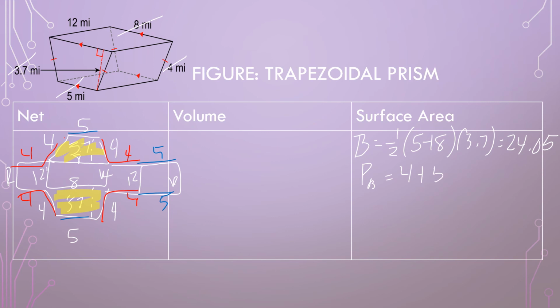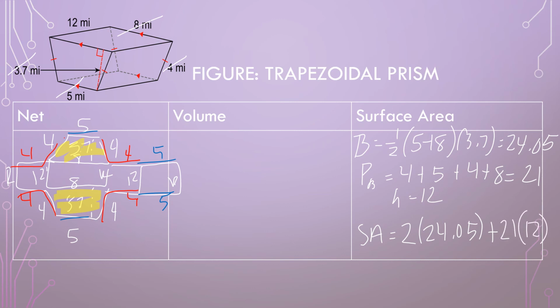The perimeter of the trapezoid is adding all the sides together. So 4 plus 5 plus 4 plus 8. And we would get 21. And then I already used all of those numbers. So the last one left is 12, and that is our height. Plug that into our equation. 2 times b, 24.05, plus p, which is 21, times h, which is 12.